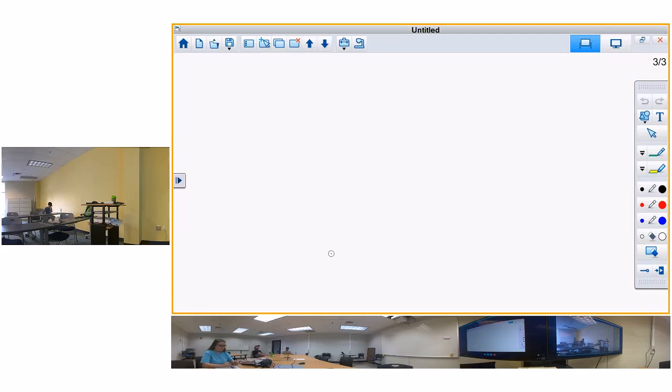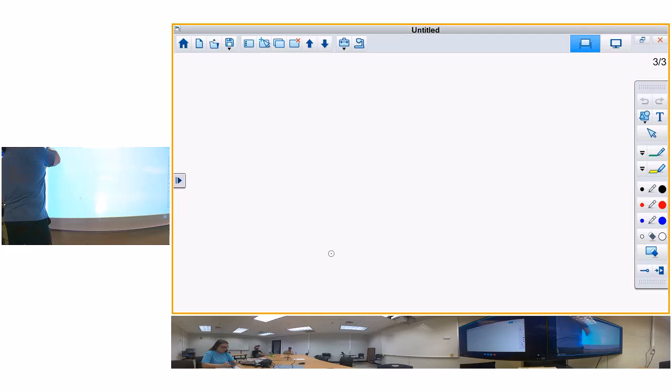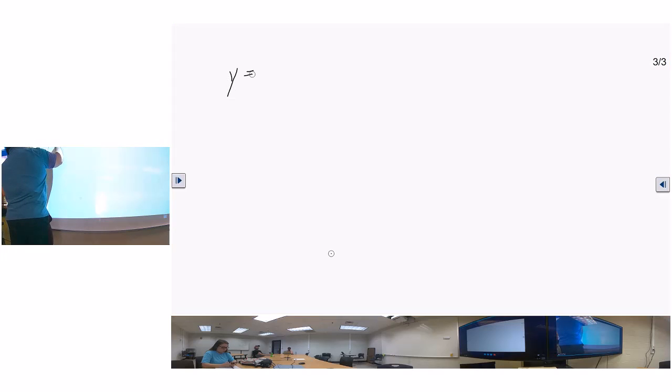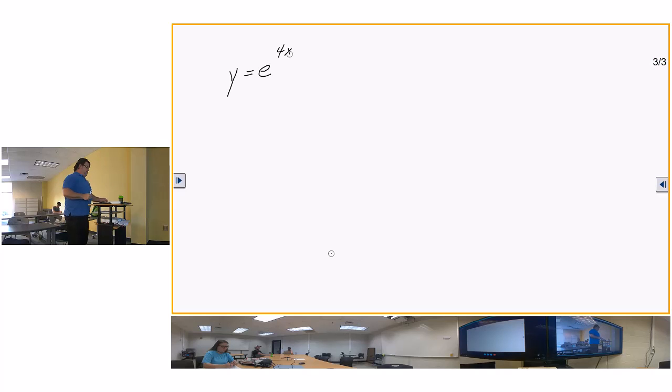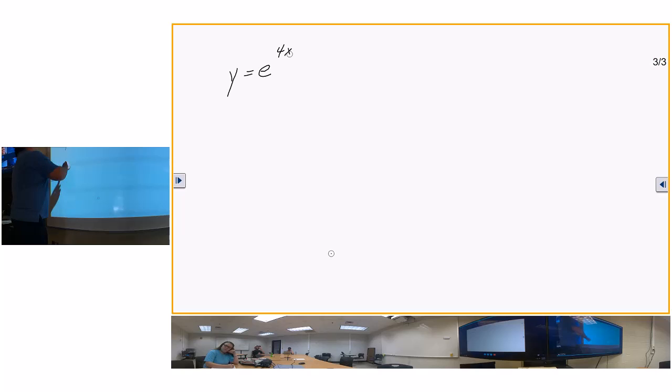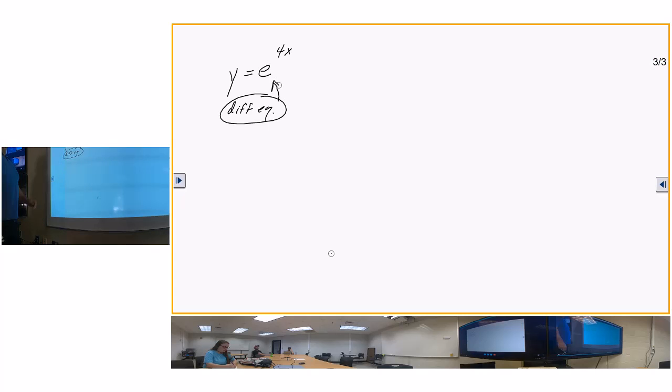What if we have y is equal to e to the 4x. Now you could do it several different ways, but back when you had a problem like this, and you need to do this for differential equations, you're going to see this in diff EQ. The first thing you're going to do is take the natural log of both sides.